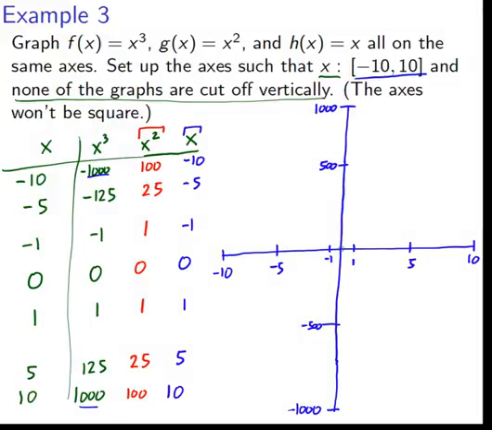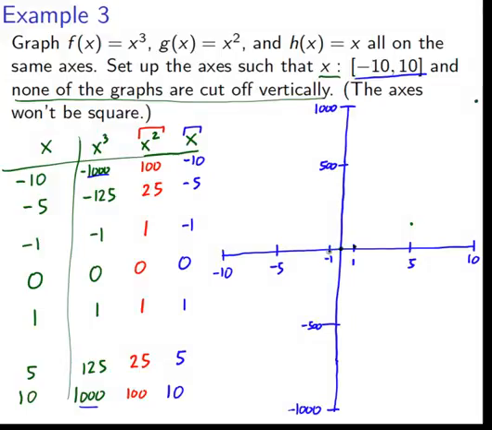This is probably the one that'll be easiest to graph. At 0, it's at 0. At 1, it's up 1, so it barely gets off the x-axis. At 5, it's at 125, so it's a little bit over a fifth of the way to the 500. So let's say it's around there. And then 10 is going to be all the way up at 1,000.